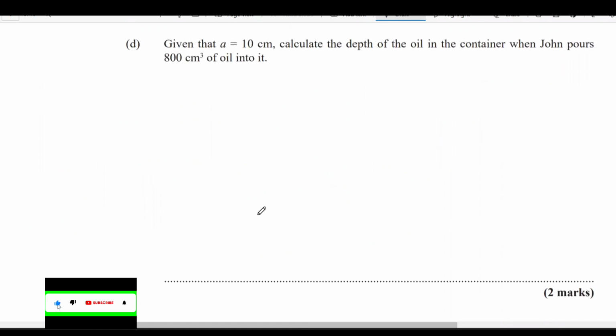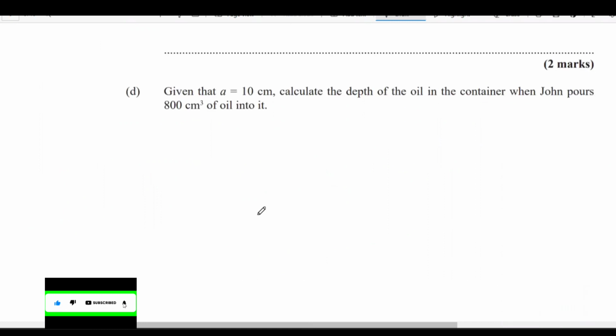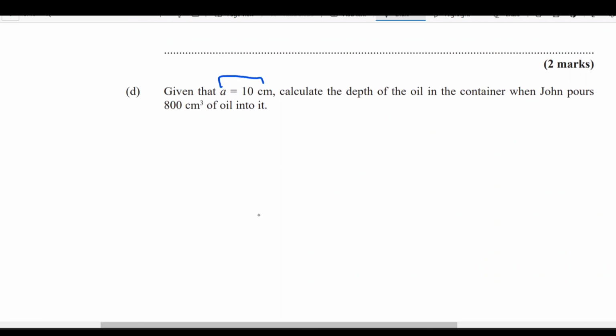So the D part of the question says, given that A equals 10. So now they're giving us a value for A. Calculate the depth of oil in the container when John pours 800 cm cube of oil in it.